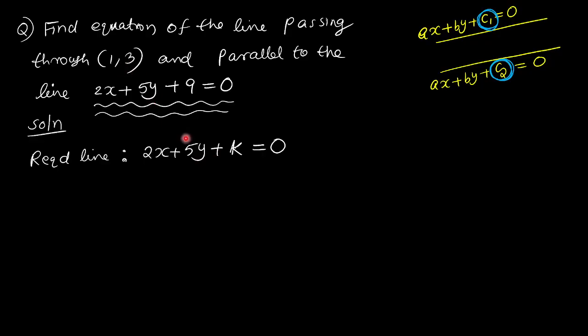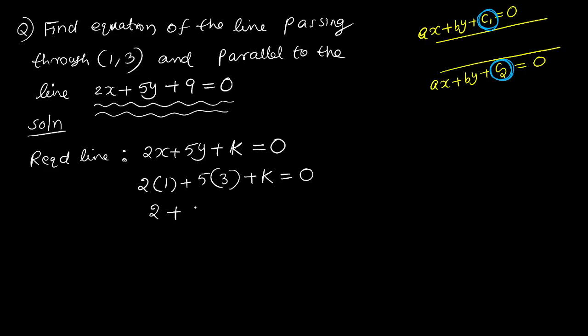Now, this line passes through (1,3). Diagram is not needed here. This line passing through (1,3) means that (1,3) satisfies this equation. Why? Because (1,3) is a point that lies on this line. So I can substitute x as 1 and y as 3, and the equation will be satisfied. Let me complete the solution. After that you can ask me doubts. The point will satisfy the equation.